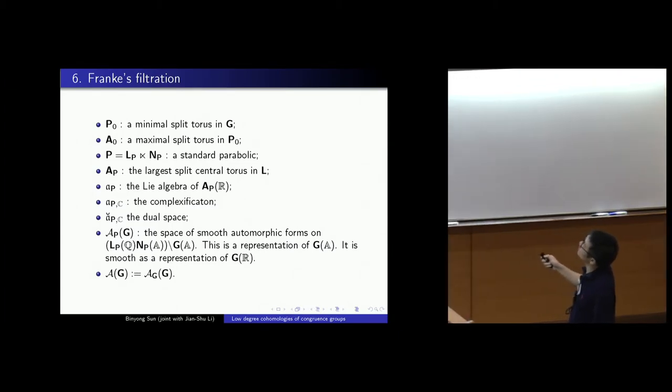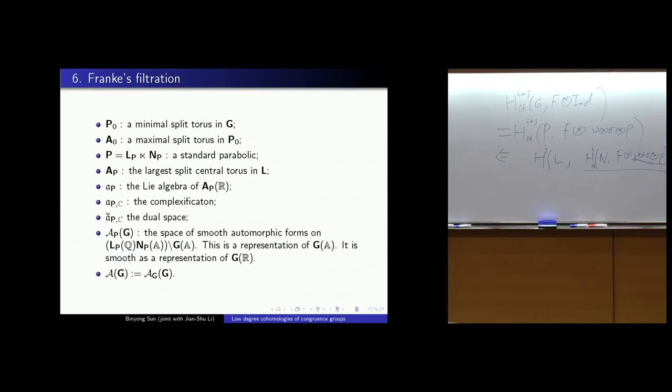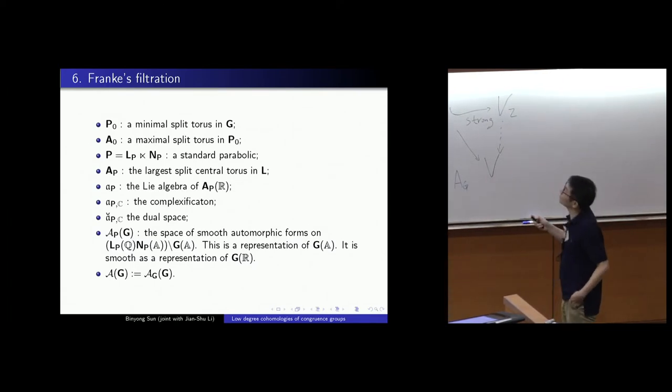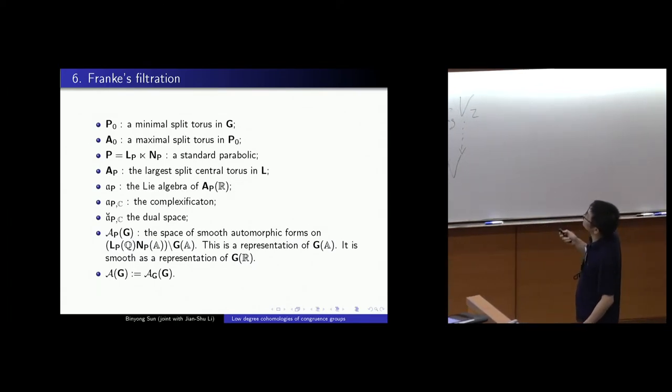Then let A_P be the largest split central torus in L. This A_P is the algebra of the group of R-points, and we add a subscript C to indicate the complexification, and a check to indicate the dual space. Then A_P(G) means the space of smooth automorphic forms on this quotient space. This is a representation of G(A), and it is smooth as a representation of G(R). Of course, it's also a smooth representation of the group of points of finite ideles.